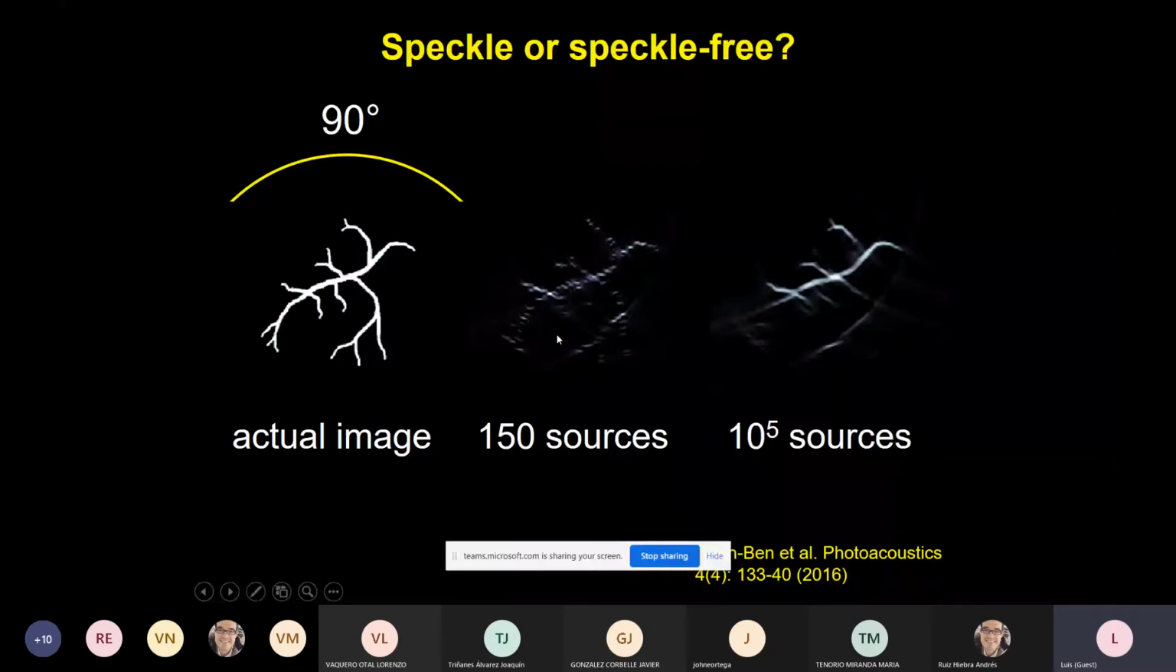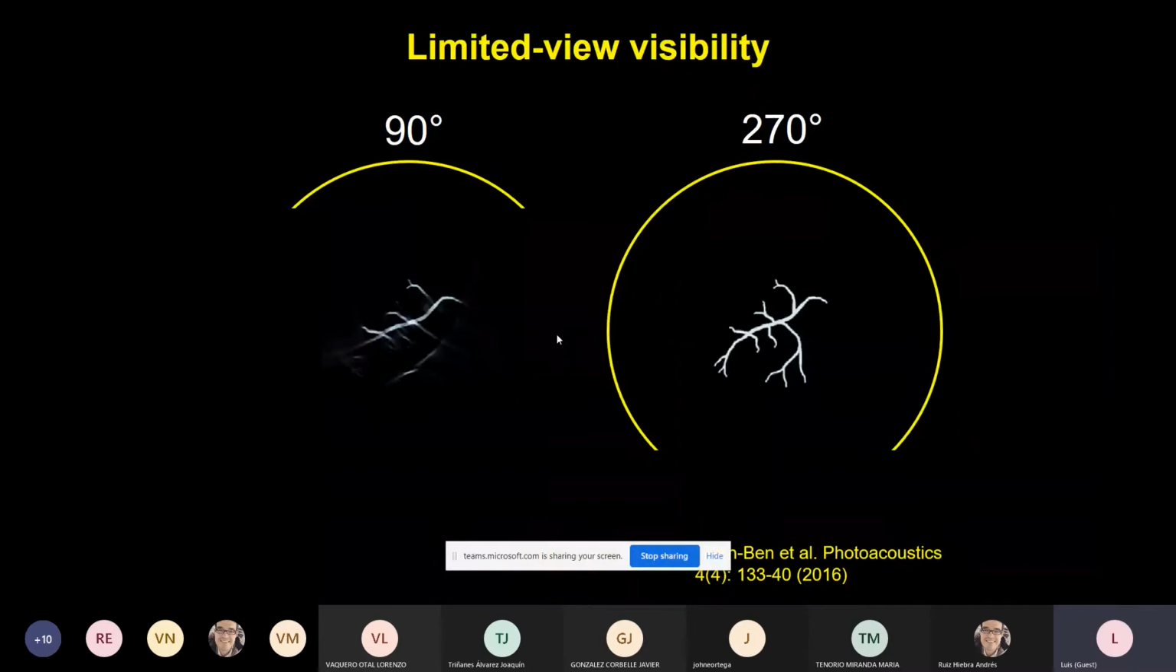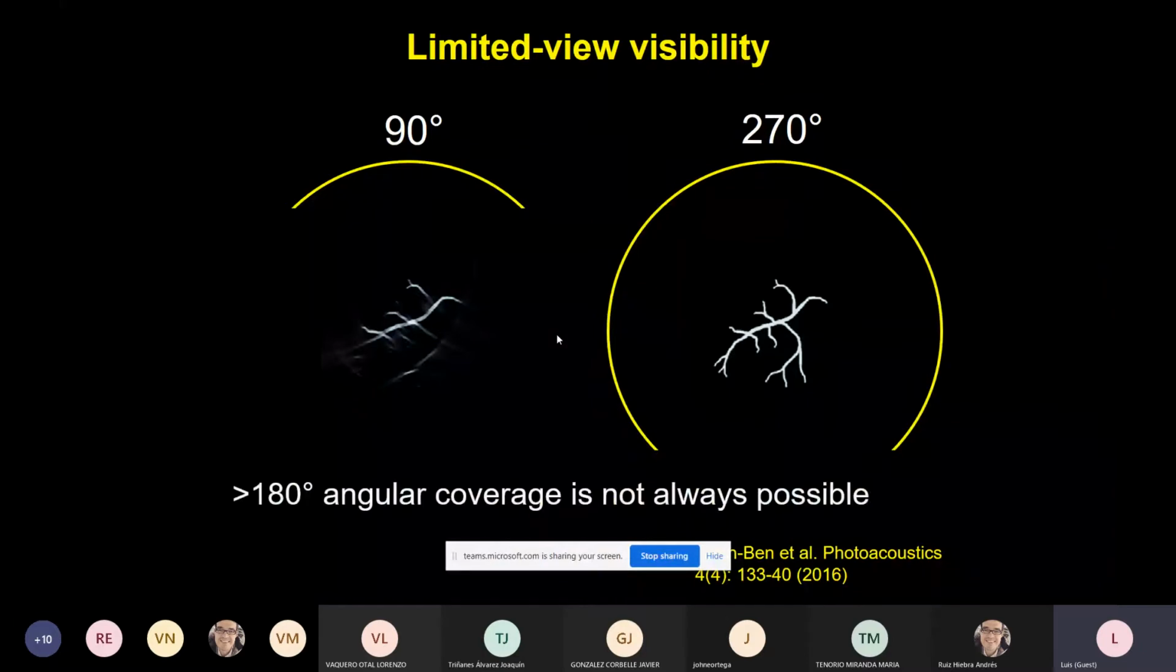The reason for that is that we don't have this speckle, but we have a problem that is called limited view visibility. Optoacoustics is inherently a tomographic modality, and if we want to reconstruct it properly, we need to acquire information from all around the object. We need at least 180 degrees. In this case, this is an image that we acquired with 270. This is obviously just a simulation to show the very basic principle.